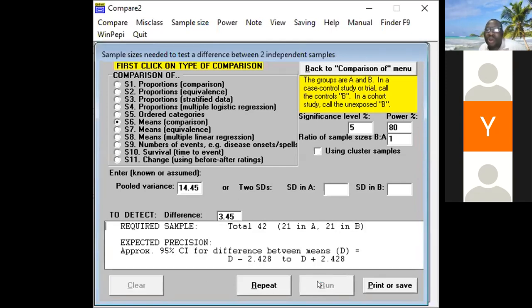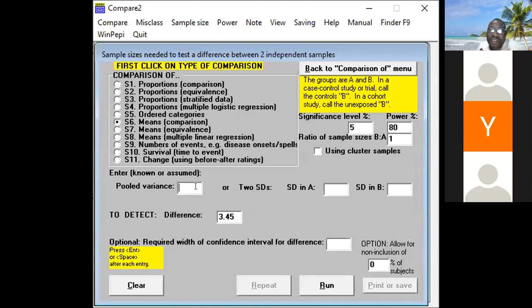Are you sure? Because what we have here is 42. The pooled variance I thought was 14.4. No, it's not. Is it pooled variance or pooled standard deviation? It's the pooled variance that I calculated. What was the standard deviation for each of them? Give us the standard deviation for each of them.